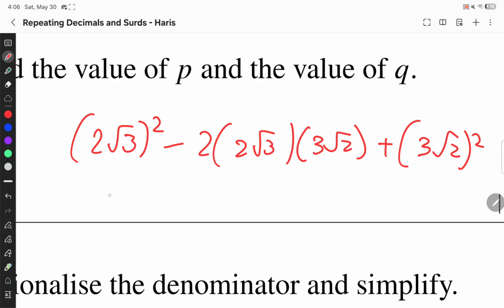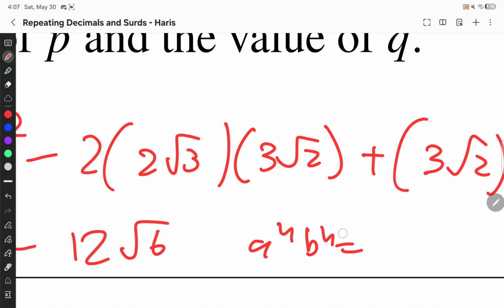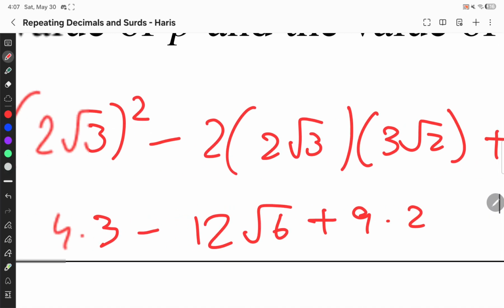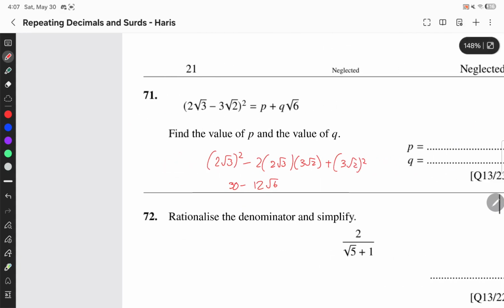2 root 3, so this is 4 times 3 minus 2 times 4, 4, 3, 12 times 3. Now here we have root 3 root 2. So this will actually be root 6 because 3 times 2 is 6, and I said before a^n b^n is equal to ab all to the n, and we have 9 times 2. Simplify. 12, 18, 30. Nice.